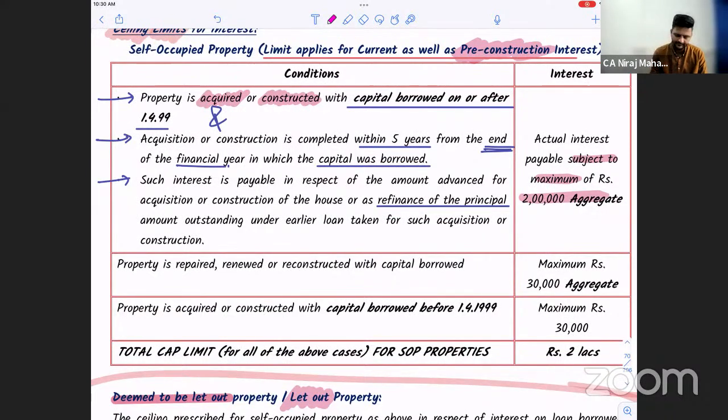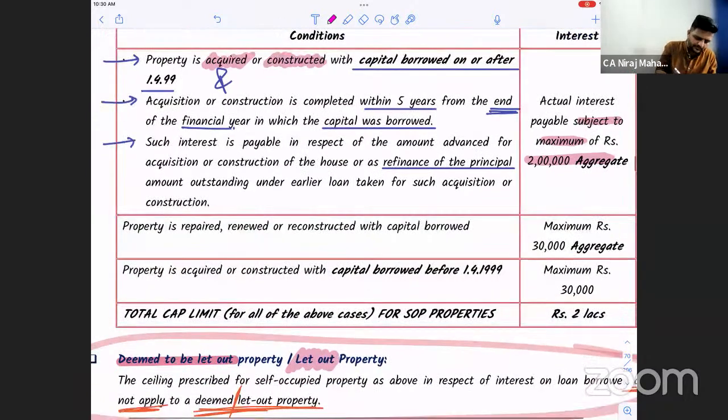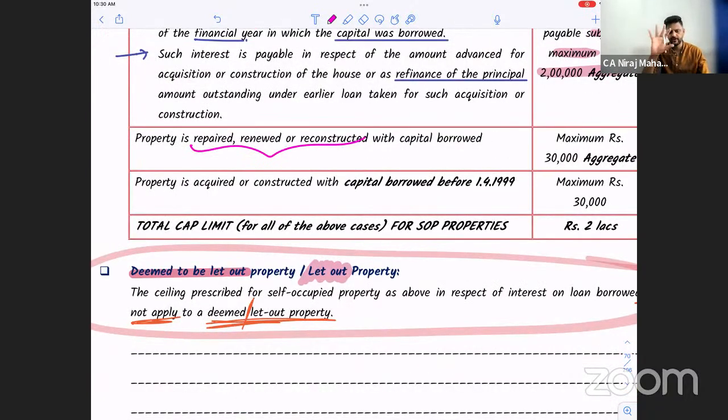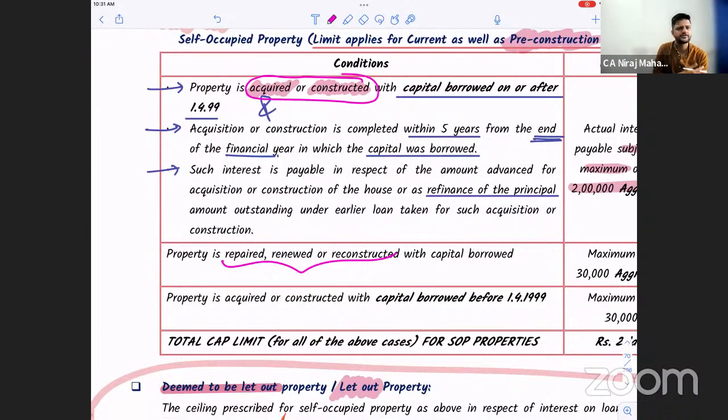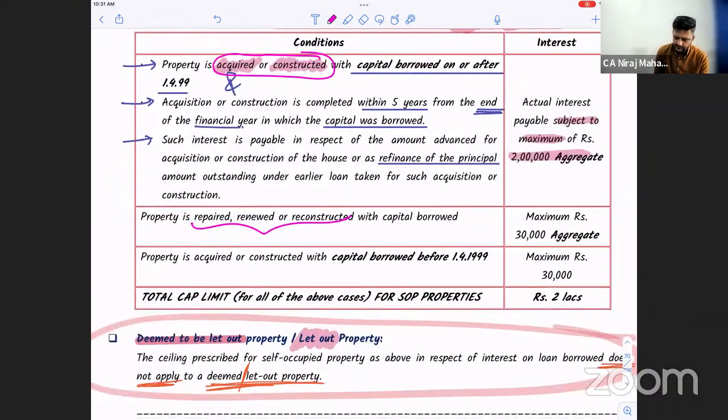However, if it is taken for any of the remaining 3 purposes, in total 5 purposes are allowed. If you have taken the loan for repairs, renewal, or reconstruction, the 2 lakh limit is not applicable. Then the maximum allowed is 30,000 rupees. We'll do all the permutation combinations, don't worry. So if the loan is taken for repairs, renewal, or reconstruction, the ceiling limit will be 30,000.